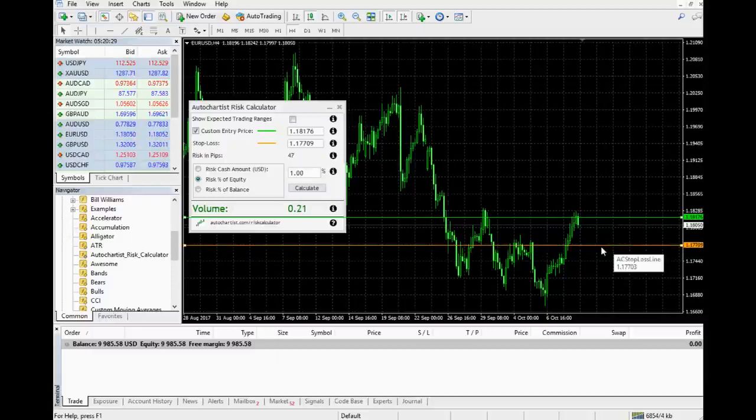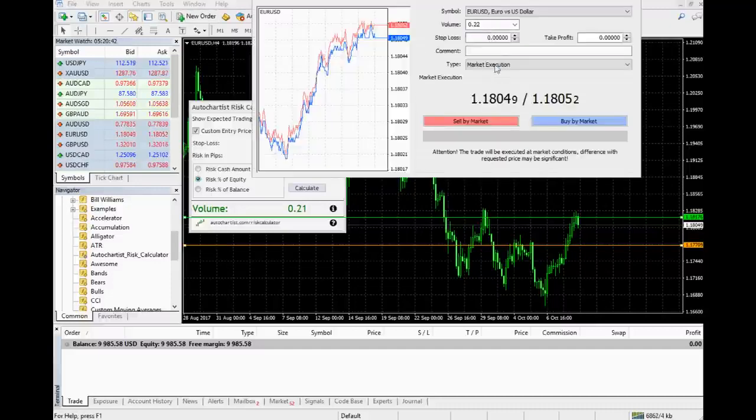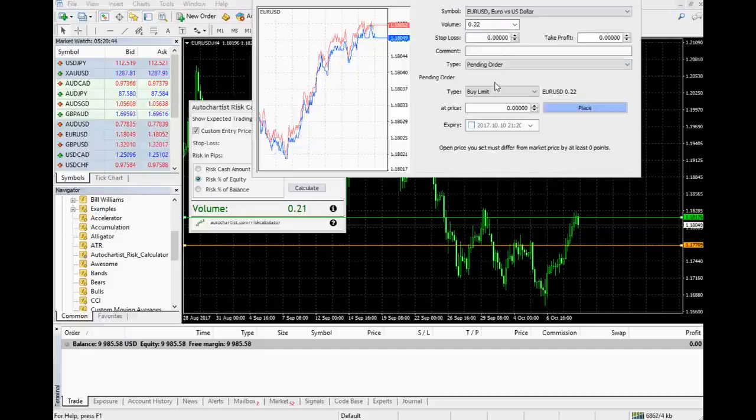Once again, with every change you make, the volume value changes. In this example, we see that if we plan to place a buy stop position on euro dollar and we want to risk 1% of our capital, then we need to set our volume as specified in the risk control panel, like this.